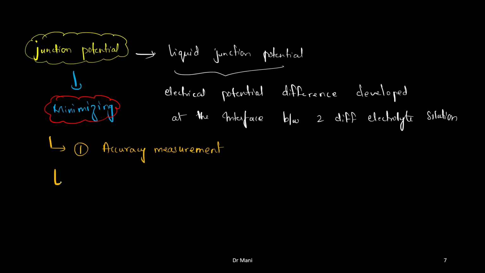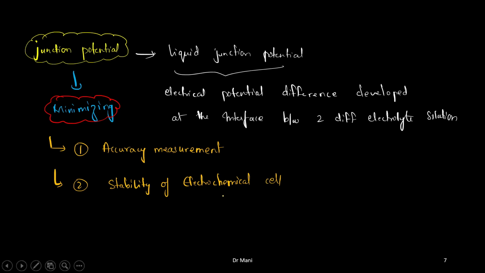Second, it will create stability of the electrochemical cell. If a large junction potential is there, it will affect the stability of the electrochemical cells. So can you tell us what junction potential minimizing means? What does it minimize? I didn't understand.